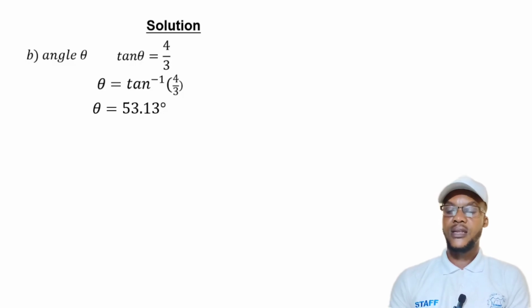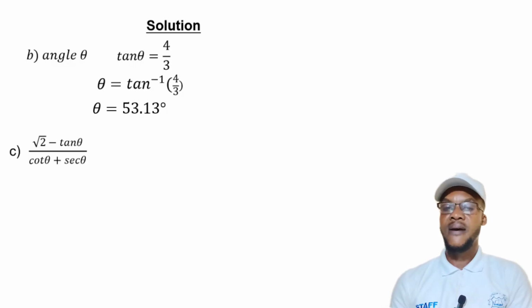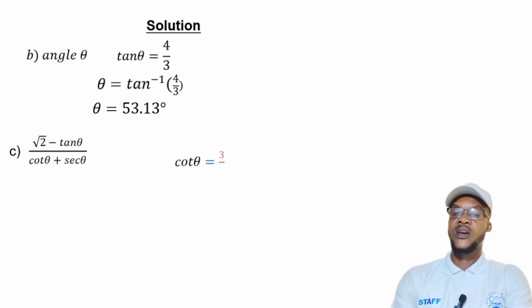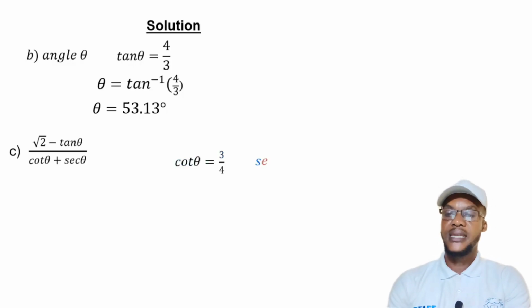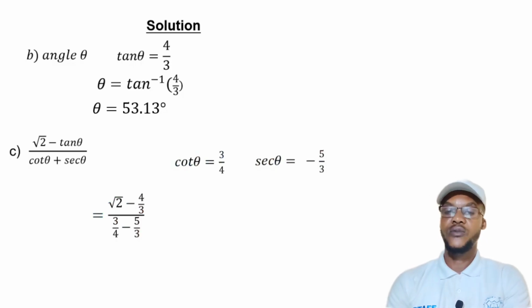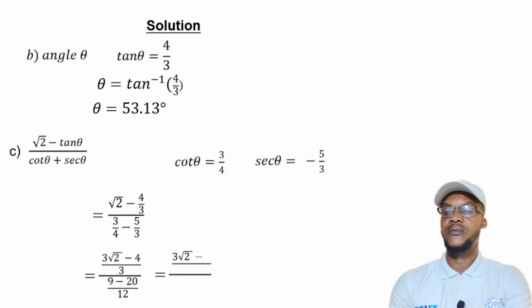If that's the case, then let's move on to the last part, which is C. We are to find the value of this. For this one, very easy. All that you do is after you are done finding the values of tan theta, cot theta, sec theta, you just substitute the values. We've done all these things. We know that cot theta is 3 on 4 and sec theta is negative 5 on 3. We also know that tan is 4 on 3. So we just substitute our values. When you substitute your values, this is what you have. You proceed and then you work things out. Then you get your final answer.